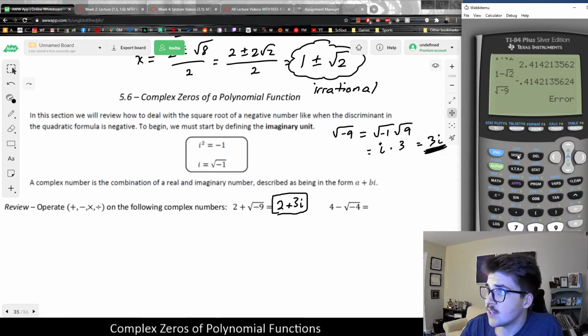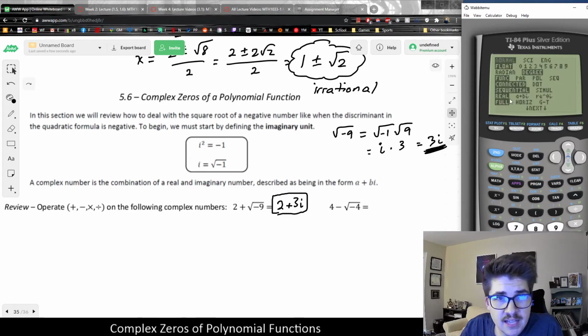But if you go into the mode settings, notice that near the bottom there's an option which is real, a plus bi, and re to the i theta. You can toggle the mode of your calculator from real mode. If you're in real mode, your calculator will only generate real solutions, and it will not work with the complex number system. But if you move your cursor over to a plus bi and hit enter, it will now be able to work within the complex number system.